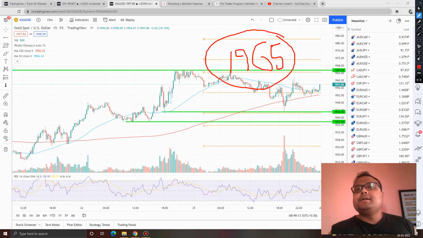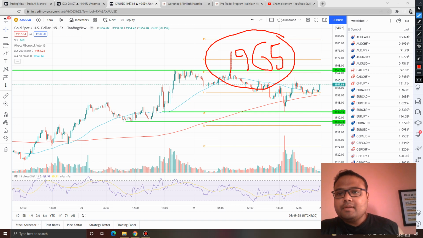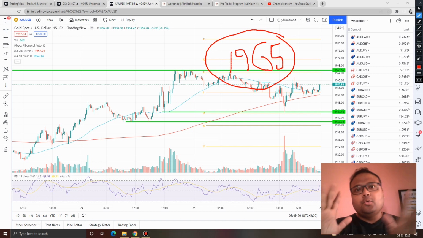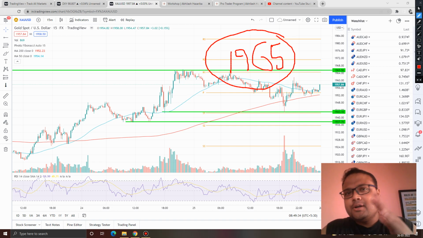So in this market condition, my dear friends, proper risk management is extremely important, and most importantly, do not gamble. Only trade when the opportunity is right. Do not gamble with your hard-earned money. The 200 moving average is there, which is also acting as a great dynamic support.